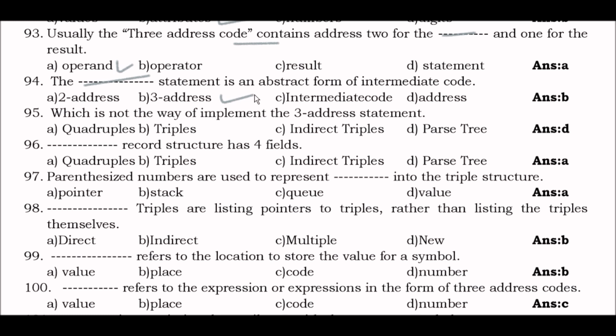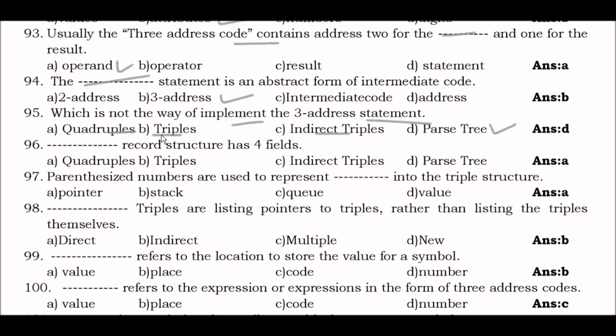Next question. Which is not the way of implementing the 3 address statement? So, right answer is option D, parse tree. Because guys, you implement the 3 address statement with the help of quadruplets, yes, with the help of triplets, yes, and with the help of indirect triplets. Okay, but not parse tree. So parse tree is not the way of implementing the 3 address statement.